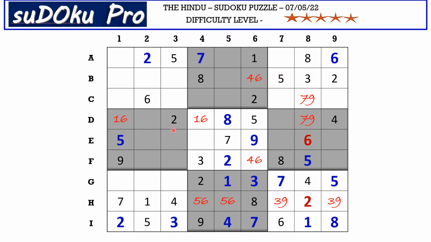There is a 2 here in D row and a 2 in F row, which blocks these two rows. There is a 2 here in column 9, which blocks this cell. So E7 takes 2. Now there is a 1 blocking this cell, and there is a 1 here in D row in the matching pair, blocking this cell. So 1 goes here in C7.